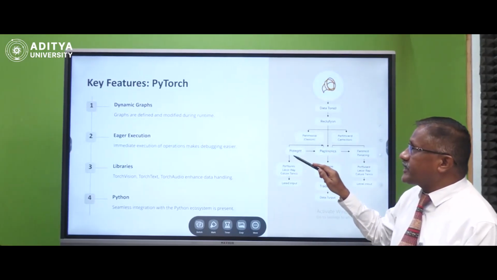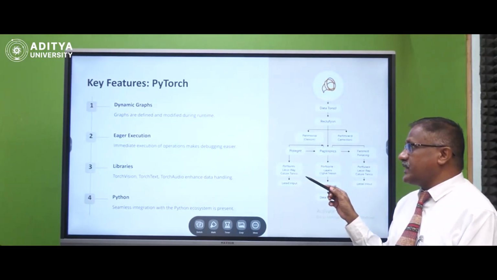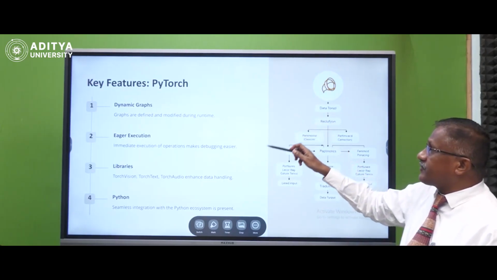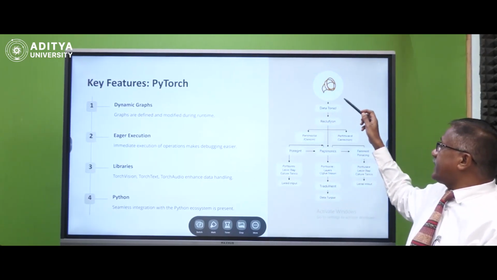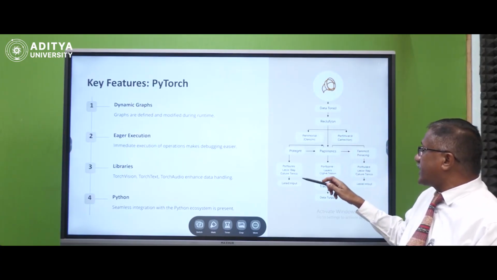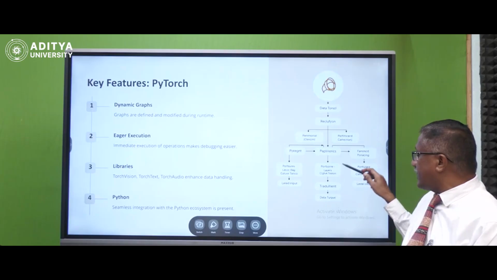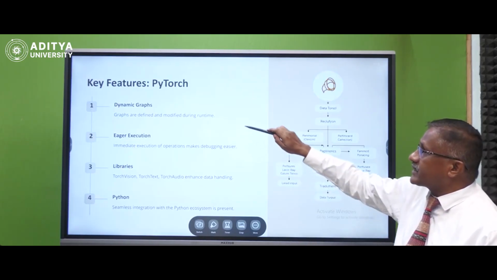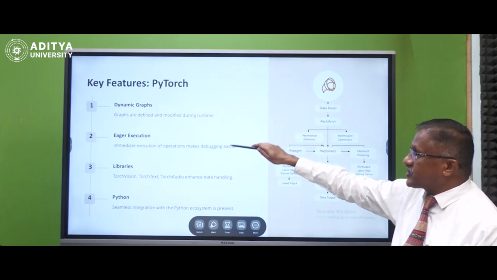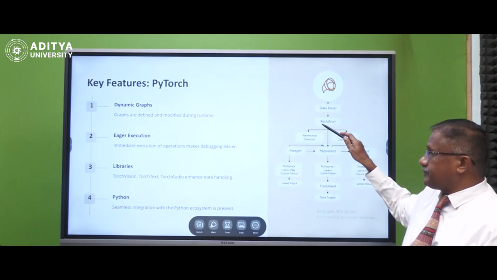What are the key features of PyTorch? Dynamic graph, eager execution, library, Python. All these things are a few features of PyTorch. In PyTorch, whatever happens with the data, recursion and division, that comes under the key features of dynamic graphs, eager execution, library, Python.